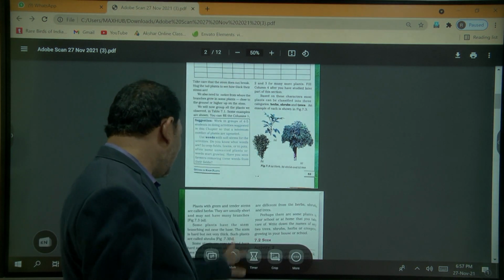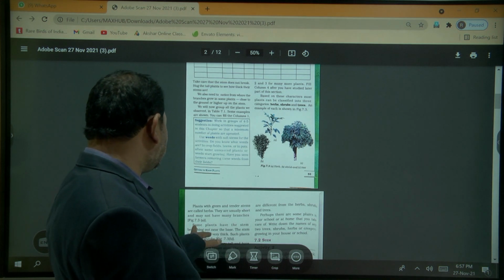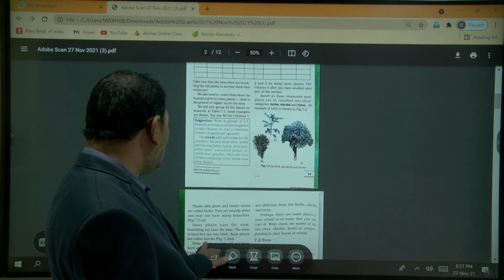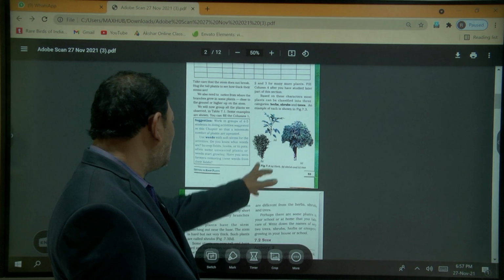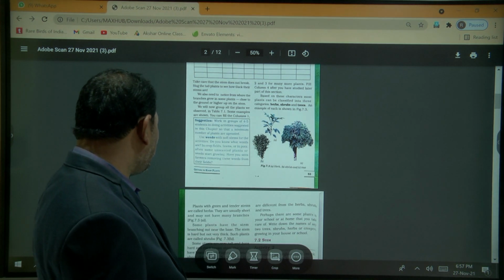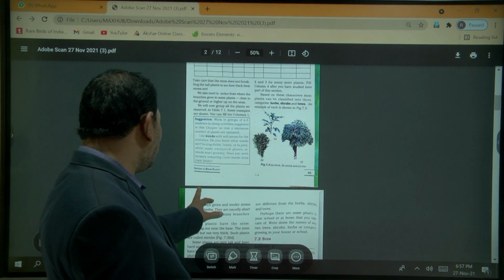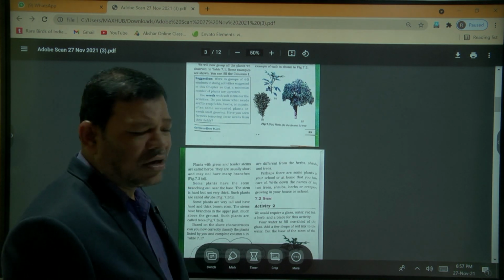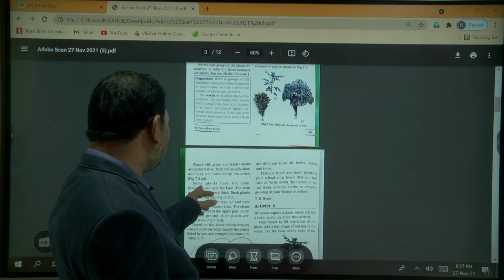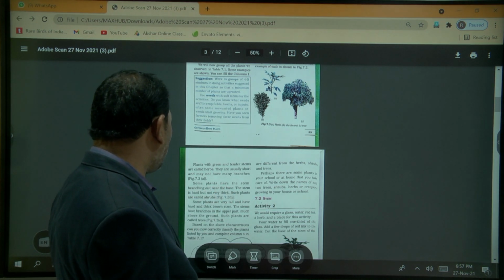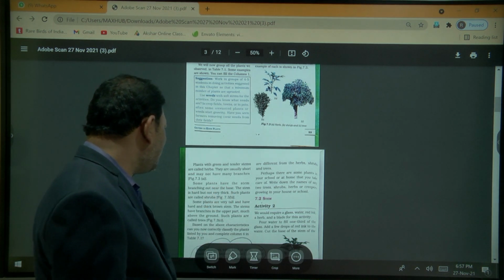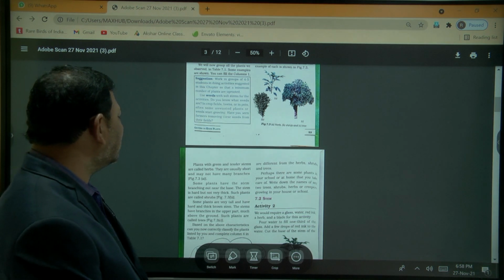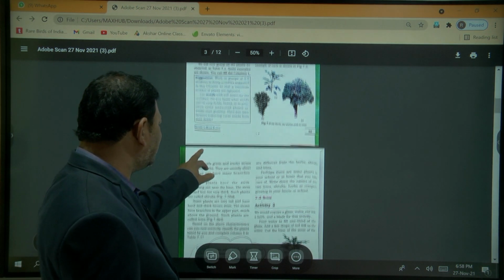Next, some plants have the stem branching out near the base. The stem is very hard but not very thick. Such plants are called shrubs. Note down: some plants have the stem branching out near the base, the stem is hard but not very thick. Such plants are called shrubs.